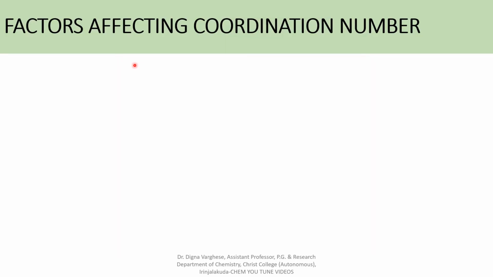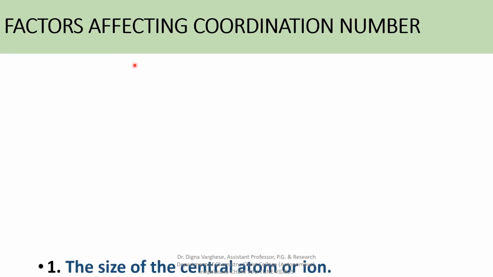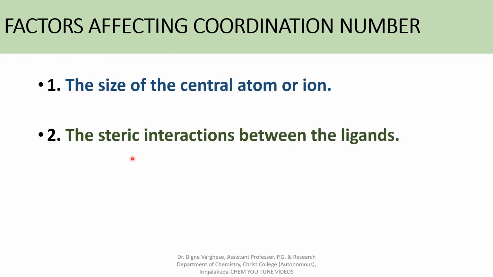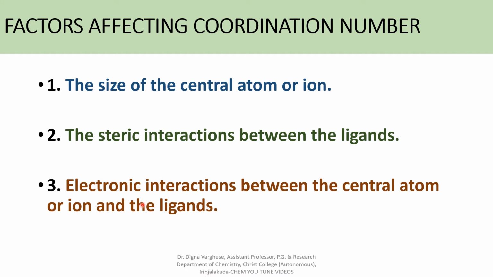Factors affecting coordination number. The first is the size of the central metal atom or ion. Second is the steric interactions between the ligands. Third is the electronic interactions between the central atom or ion and the ligands. So these three factors, that is size of the metal atom or ion, steric interactions between the ligands, and electronic interactions between the central atom or ion and the ligands.